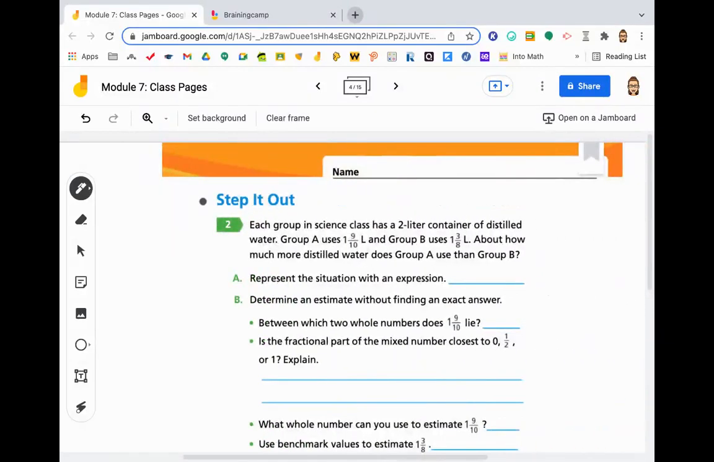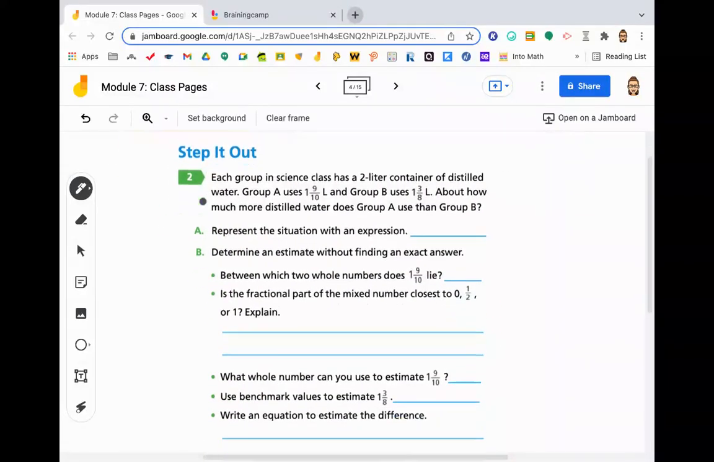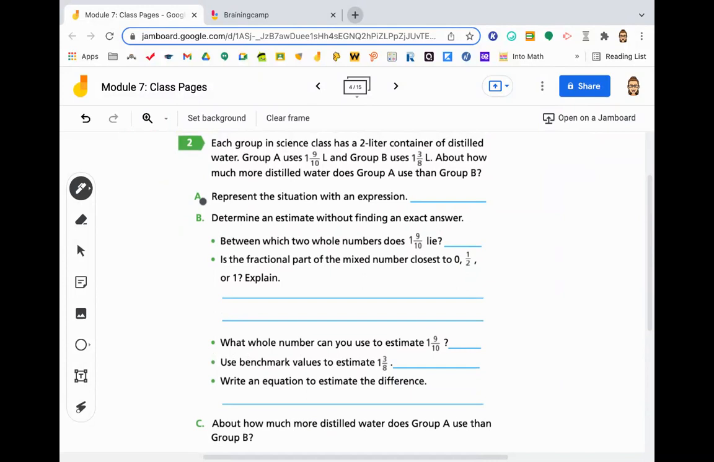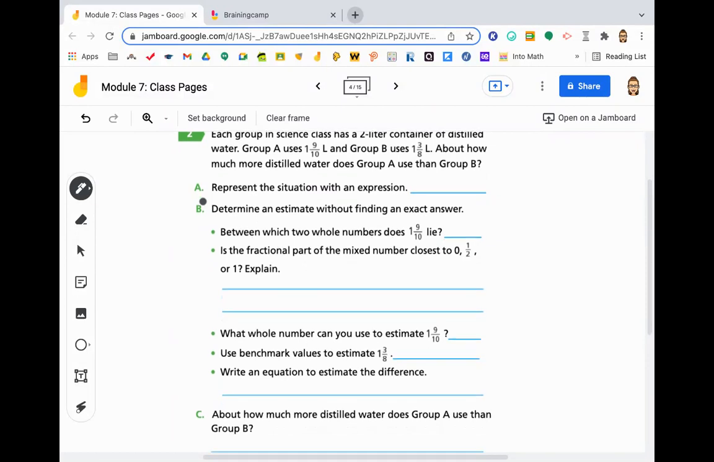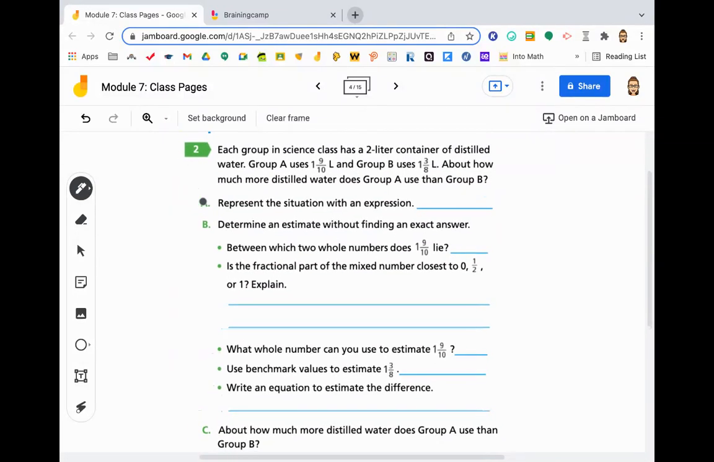So it says each group in a science class has a 2-liter container of distilled water. Group A uses 1 9/10 liter. Group B uses 1 3/8 liter. About how much more distilled water does Group A use than Group B? So represent the situation with an expression. So how much more tells me it is a subtraction problem. So we're going to do 1 9/10 minus 1 3/8. This is to determine an estimate without finding an exact answer.